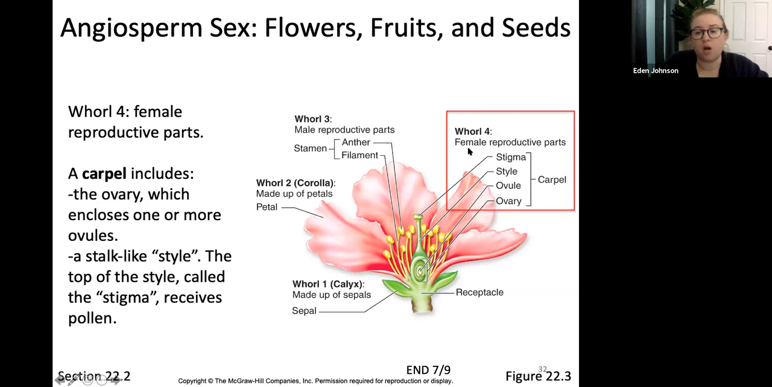Whorl 4 are the female reproductive parts, and we're calling them the carpel. So again, is the female reproductive system in humans just made up of an ovary? No, of course not. You have a ton of different parts of the female reproductive system too. So in the carpel of a perfect flower, you have this little ovule in the center.